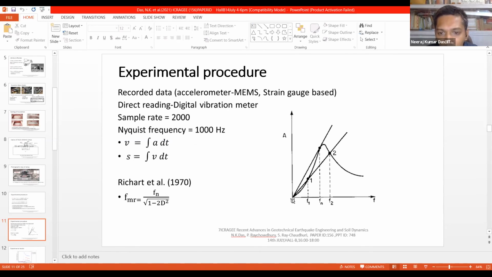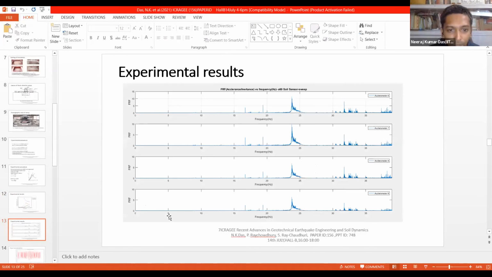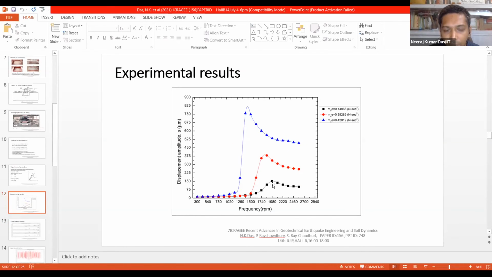This curve is taken from Richart et al., the famous vibration book. This is a famous method to find the FMR, the machine resonating frequency, and FN, the natural frequency of the soil. Basically FMR is greater than FR. This method is used to find the damping ratio. This diagram is for 20 degree dynamic displacement, this is for 40 degree, and this is for 60 degree. We can see that by increasing the force, the dynamic displacement increases, which is obvious, but it is happening at a lesser frequency. This clearly shows the soil is non-linear, which was first noted by Novak in 1970.